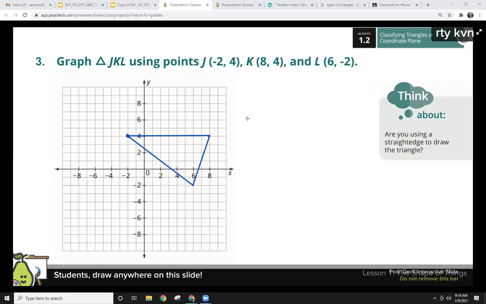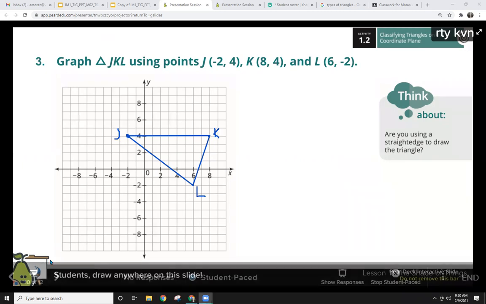Okay, so graph it, and it says triangle JKL, so that's where we're going to graph it. So let me also label it. So J is -2 and 4, so this is J. K is 8 and 4, so that's K. And L is 6 and -2. Okay, so for that one, that's what we wanted to do.